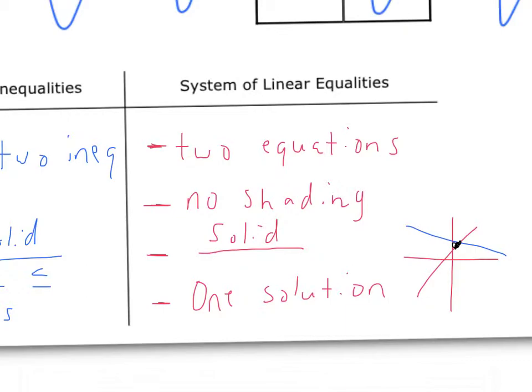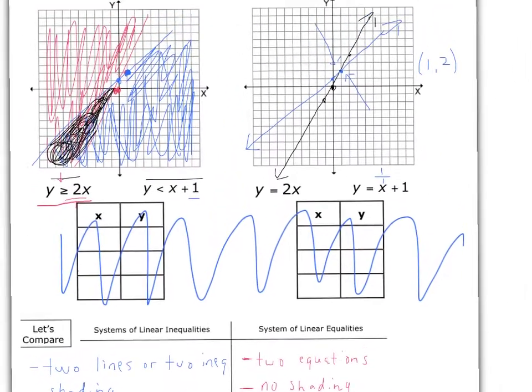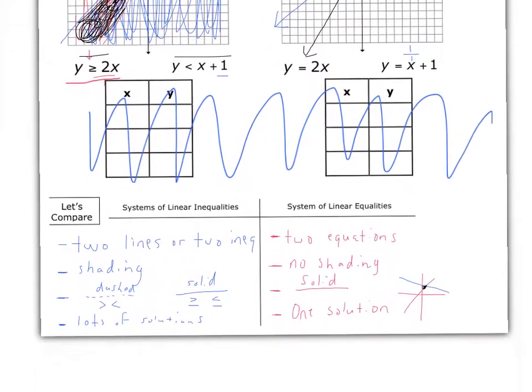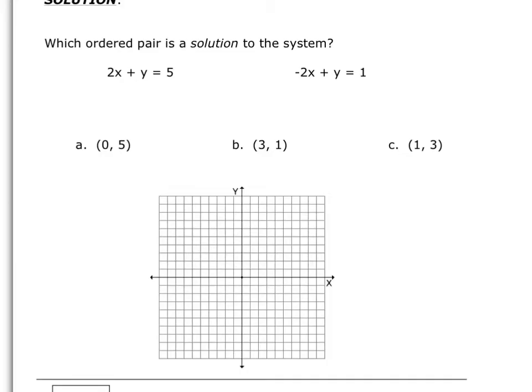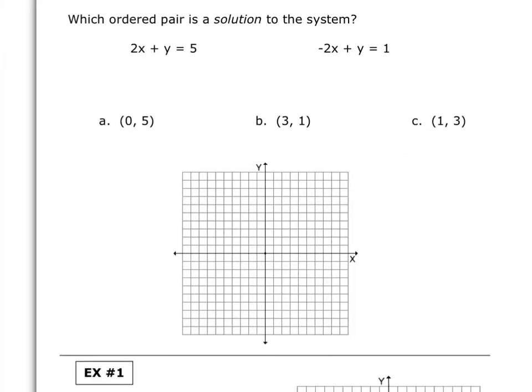Okay, so make sure you have all these notes down. We're going to do a few examples on the back and then we'll be done. Alright, so let's try a couple of different examples. Okay, this example says, which ordered pair is a solution to the system?